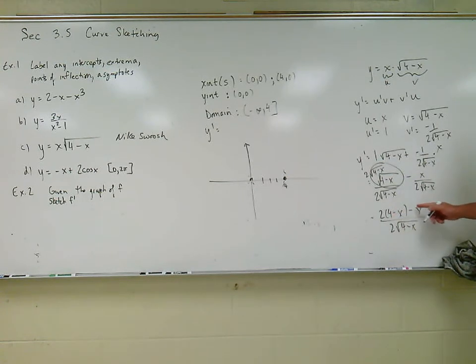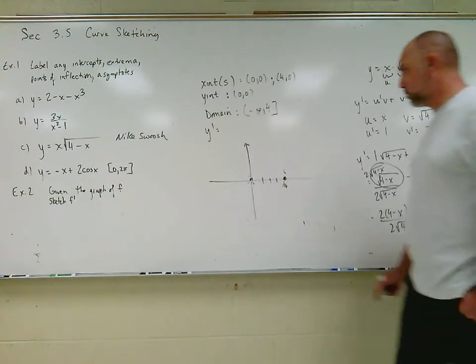8 minus 2x minus x, I get 8 minus 3x over 2 square root of 4 minus x. Okay. Now, you can set the top to 0 and the bottom to 0, but here's the thing: on the bottom, you already know 4 is an endpoint. So you're going to get 4 again when you set the bottom to 0. Well, that's good. I already know that's an endpoint. And then 8 minus 3x, set that equal to 0. So you get 8 equals 3x, or x is 8/3. So 8/3 is your critical number. That's where any extrema is going to be.